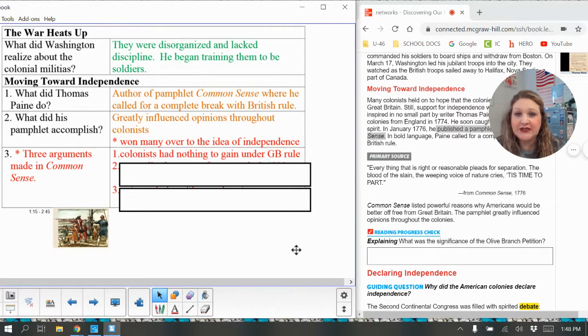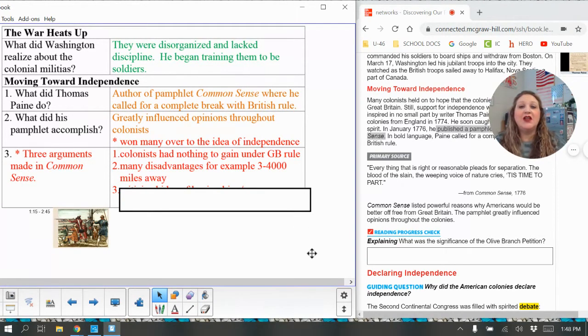The first argument, he said, is that the colonists have nothing to gain by staying under British rule. And they've seen that over the past years, that Great Britain has been putting laws into place that were not for the good of the colonies, that Great Britain wasn't listening to what the people of the colonies wanted. They didn't have any representatives in Parliament. So what exactly were they getting from staying under British rule? Nothing. That was one of his arguments.